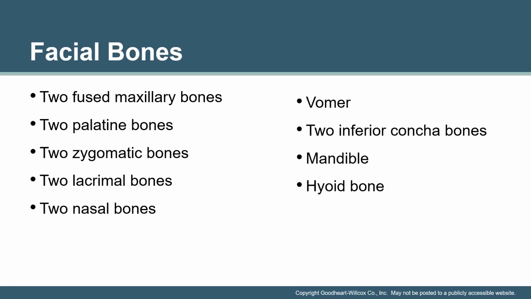Okay, facial bones. When we're talking facial bones, we have two fused maxillary bones. The maxillary bones are what form your upper jaw and hold that upper set of teeth. You're also going to have two palatine bones. The palatine bones form the roof of your mouth. Also, they will include those paranasal sinuses.